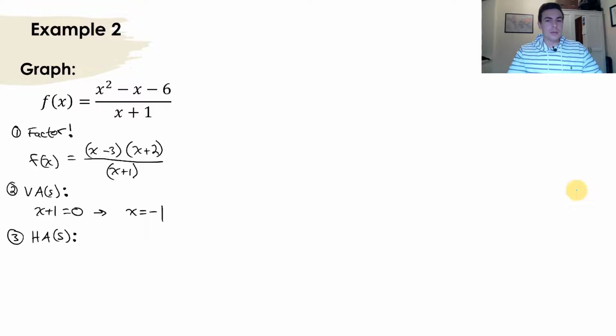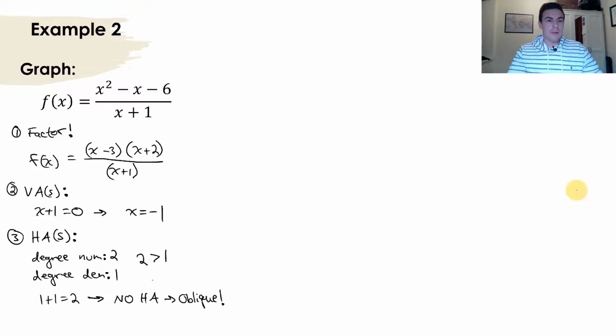Now let's take a look at our horizontal asymptotes. The degree of the numerator is 2, degree of the denominator is 1. 2 is greater than 1. However, 1 plus 1 equals 2, right? So 2 is greater than 1 by exactly 1. So we don't have any horizontal asymptotes, but we do have an oblique asymptote, right?